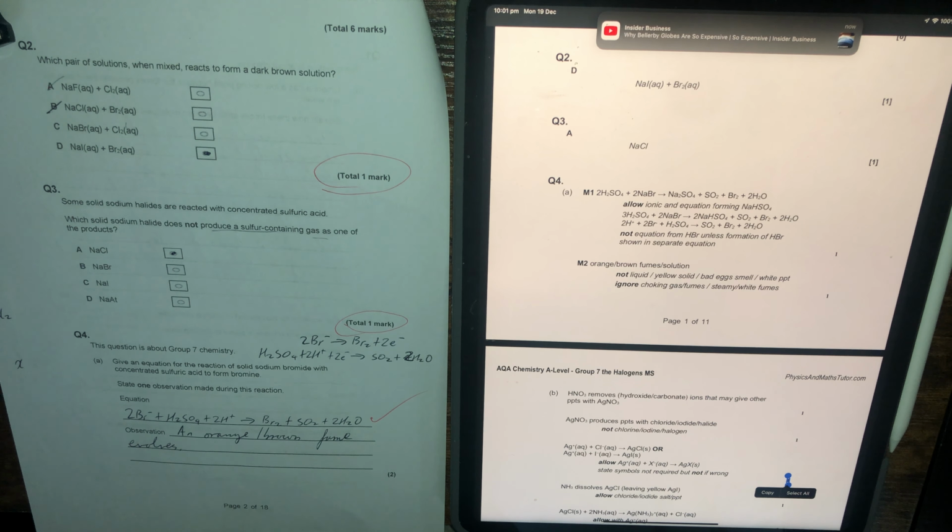To ensure all the halide ions are removed from the solution. To ensure all the halide ions precipitate out of the solution. So to make sure all halides in the solution precipitate out, yep, I'd give a mark for that. Moles, 1.34 times 10 to the power minus 3. Have I made any mistakes so far? No.